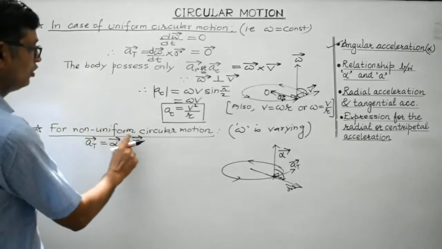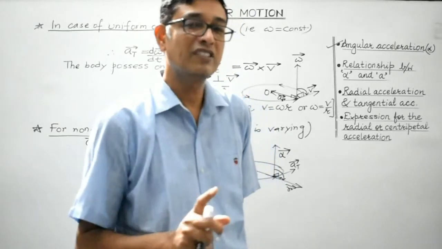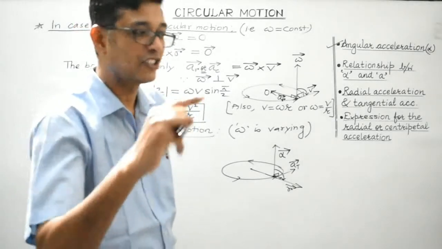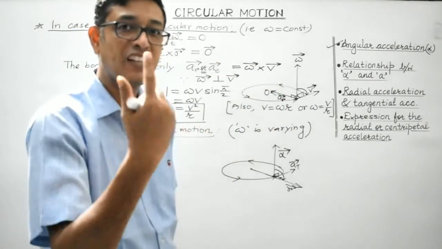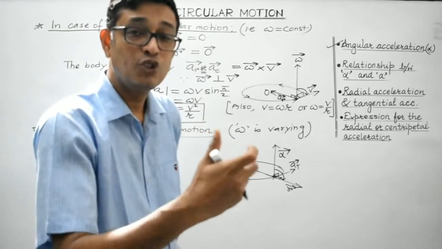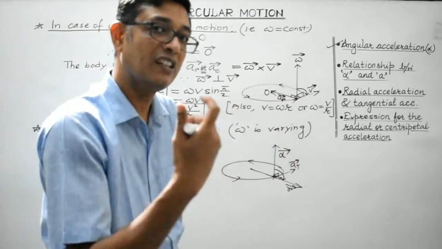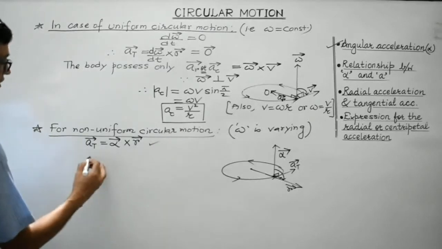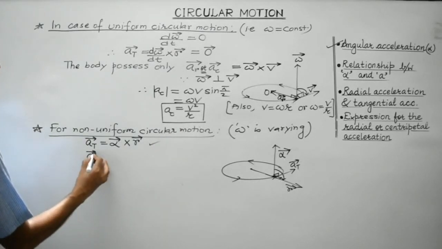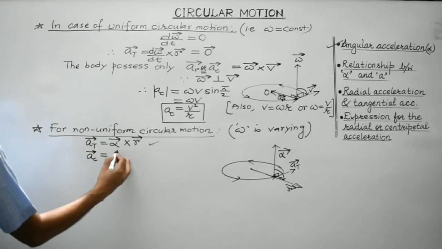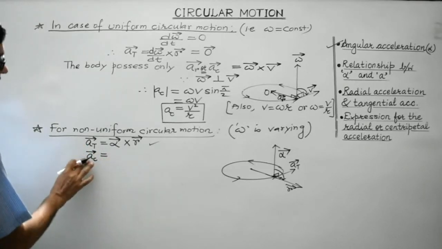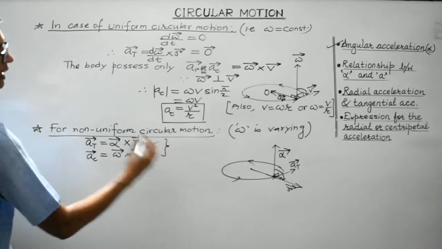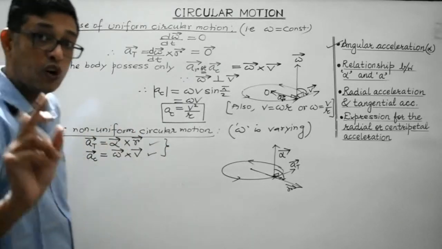So, in the case of non-uniform circular motion, the body possesses both centripetal acceleration as well as tangential acceleration. Centripetal acceleration makes the body move along a circular path, and tangential acceleration makes the body change the magnitude of its angular velocity continuously, right? So, for non-uniform circular motion, this is the tangential acceleration, and the centripetal acceleration we are already aware of. It is given by omega vector cross v vector. So it possesses both these accelerations. In this case, what will be the net acceleration?